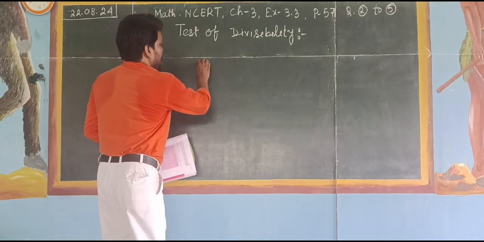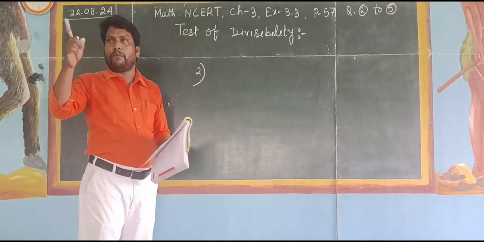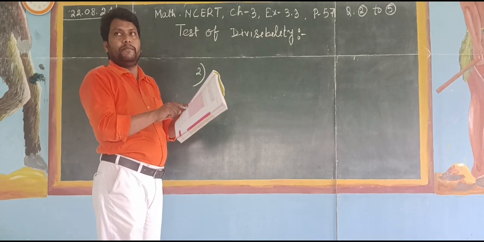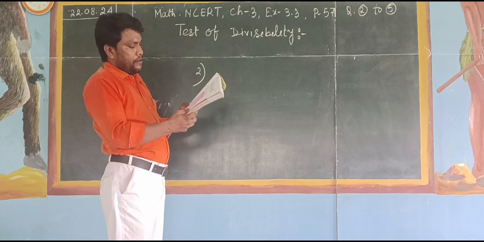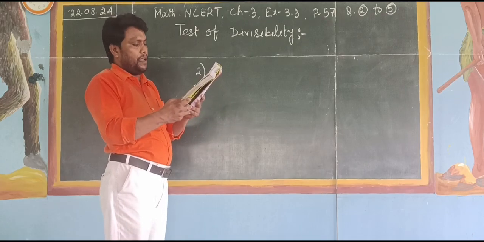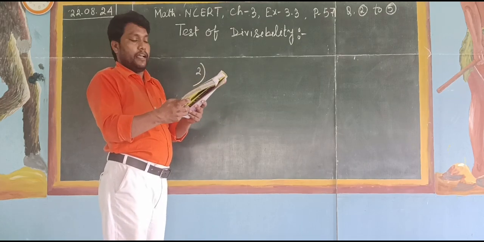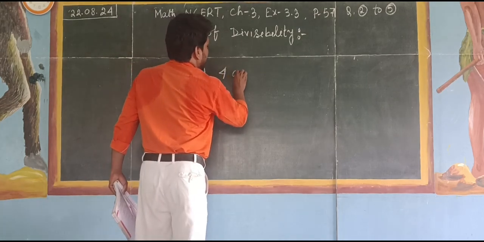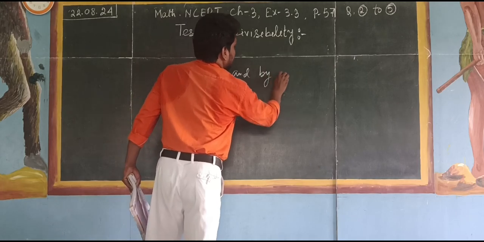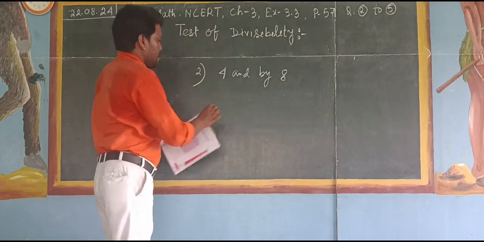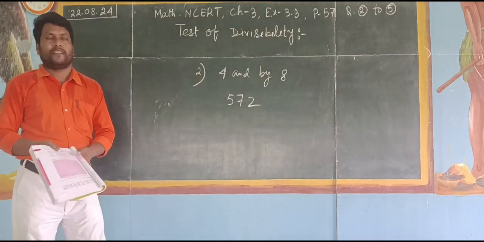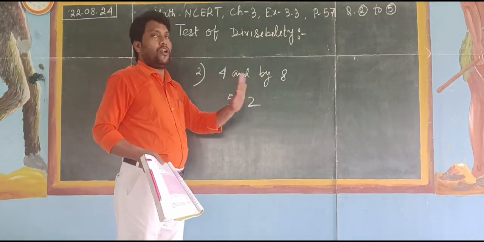Now, question number 2. I am doing one from each question number. Using the divisibility test, determine which of the following numbers are divisible by 4 and by 8. Now what is the number? Suppose 572. Is it divisible by 4 or not?